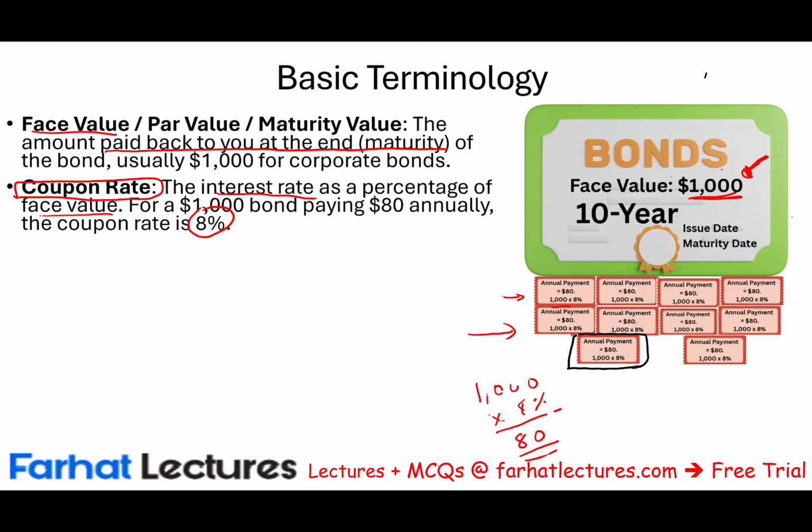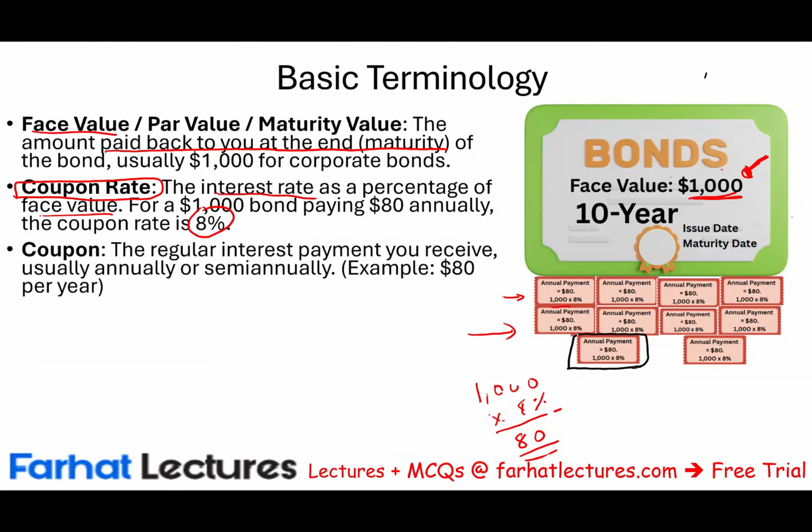What do you need to know about this coupon rate? This coupon rate is fixed. Once it's issued, it does not change. Because notice, think of the old days. It's pre-printed, it's attached to the bond, it will never change. And the rate is 8%. Now, this coupon could be semi-annual or annual. So the regular interest payment is usually annually or semi-annually. For most corporations, it's semi-annually, but it could be annually or semi-annually.